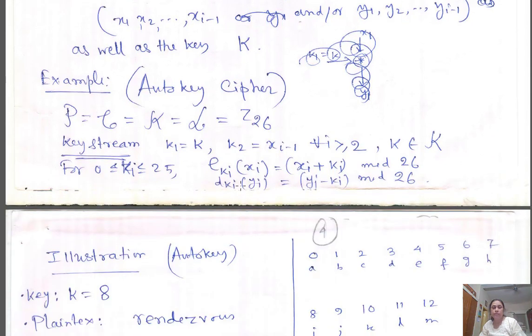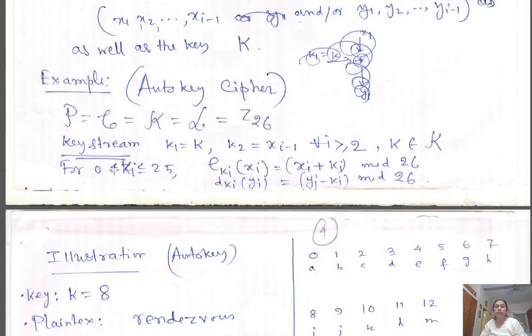For example, I have taken this example from Stinson. We have plain text space, cipher text space, key space, alphabet, and key stream alphabet, all are Z26. And the key stream we generate in this way. The key stream is K1, K2, K3 like that. K1 is the initial key, and Ki is Xi minus 1. So K2 is X1, K3 is X2, like that.